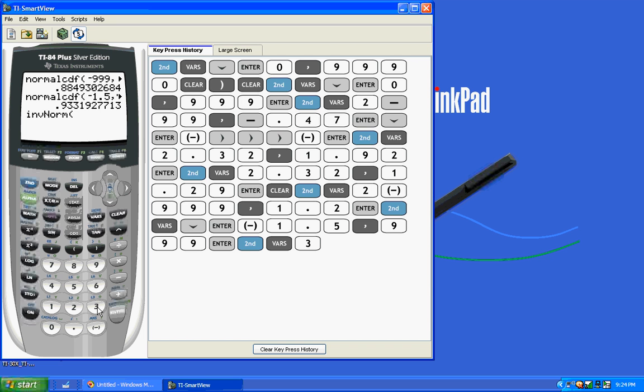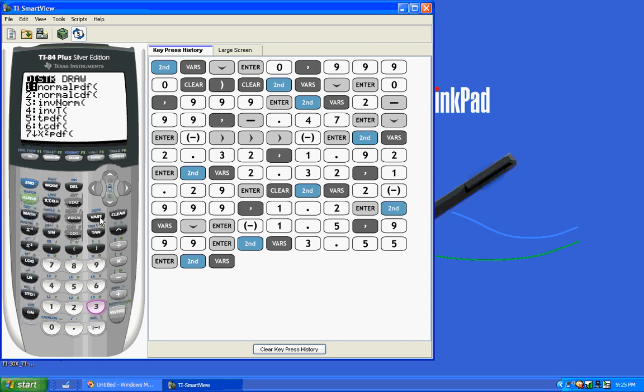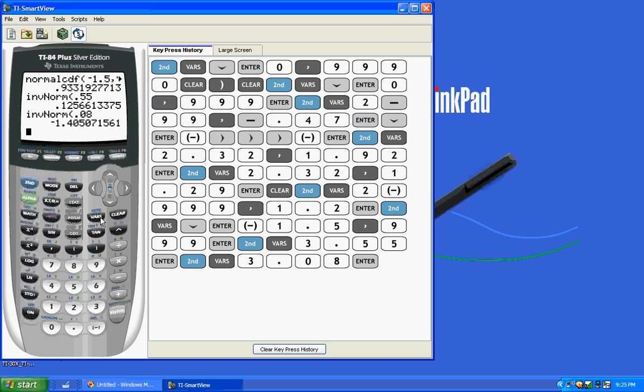So for example 5 part A, we have 55% to the left of Z. So I'm going to type in 0.55, and it gives me back 0.125, which we got previously. For part B, we had 8% of the area to the right of 1.4. So we go in and get our inverse normal function, and I'll type in 0.08 for 8%. And it gives us -1.4.